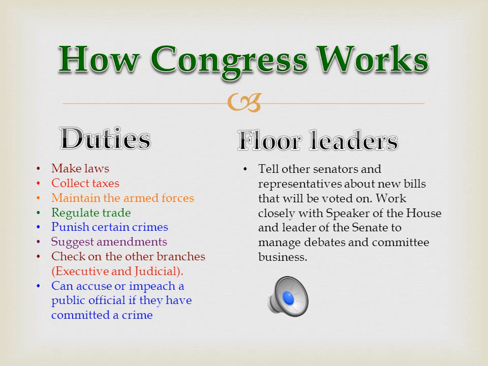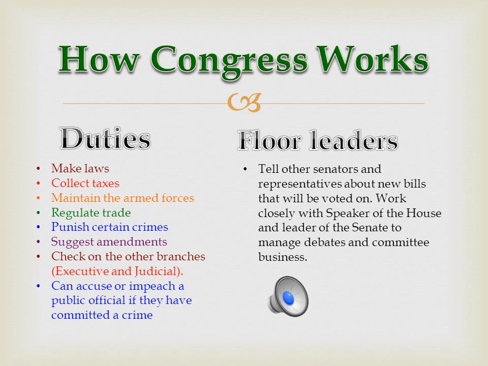The Supreme Court ordered tapes to be released, and the House set to debate Nixon's impeachment. But before Nixon was impeached, he resigned in 1974. It is tempting for many presidents to be bought, and I'm sure most of us are aware of that. So Congress can accuse or impeach a public official if they have committed a crime.